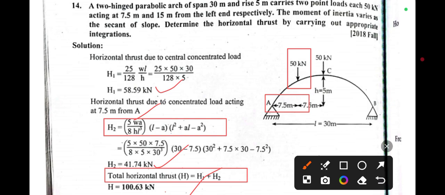Whenever the load is acting at the center of this span, or acting at a certain distance from the left side, either left or right.